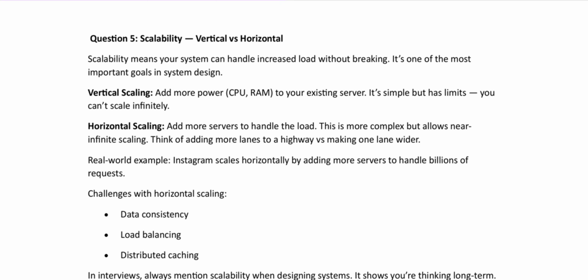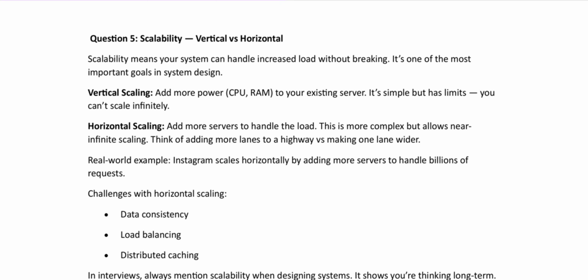Vertical scaling means adding more power to your existing server, meaning CPU and RAM. It is simple but has limits. You cannot scale infinitely, right? Horizontal scaling means adding more servers to handle the load. This is more complex but allows near infinite scaling.